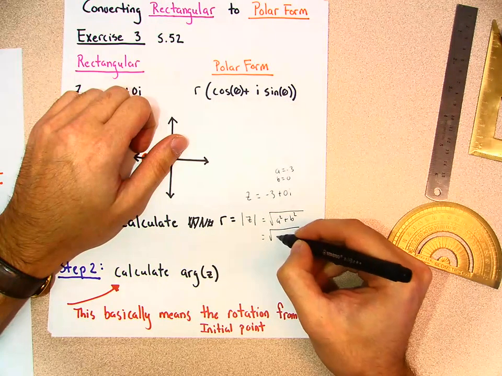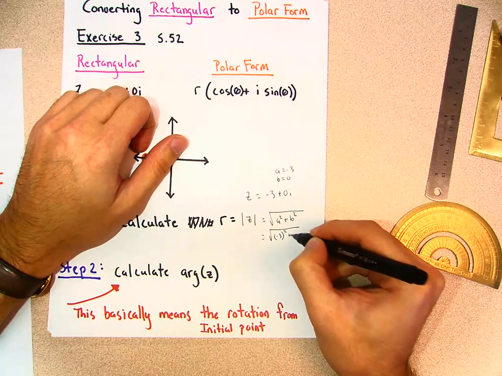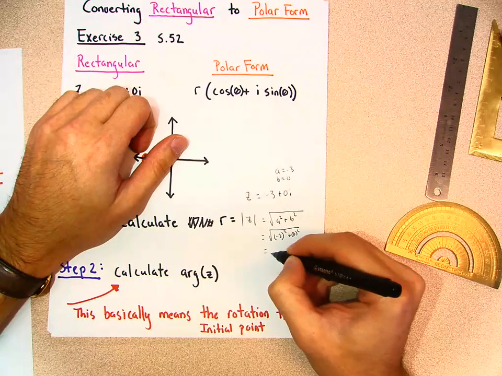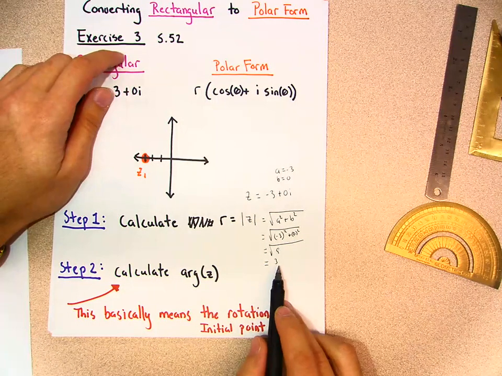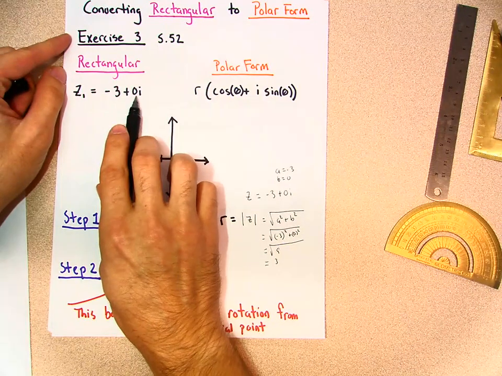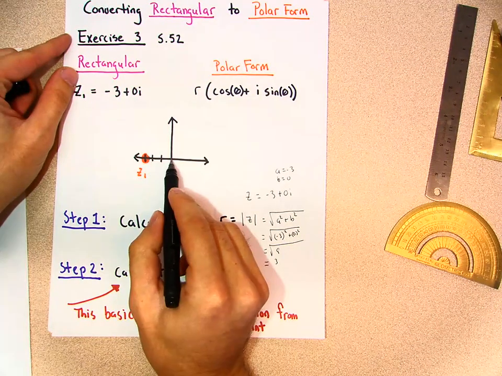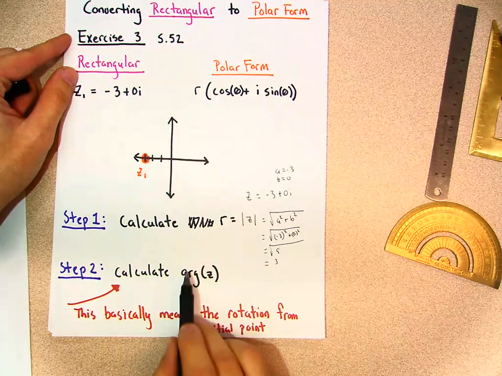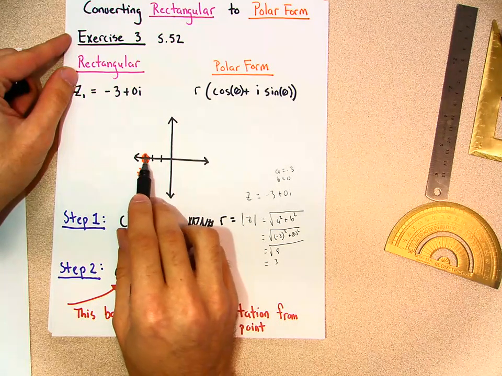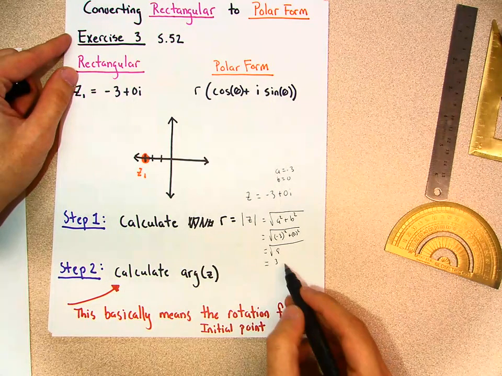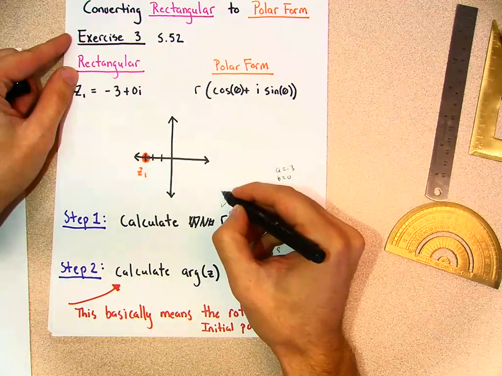So this is the square root of negative 3 squared plus 0 squared, and this just becomes the square root of 9, which is 3. Doesn't that make sense? Because where is negative 3 plus 0i? It's right here, just 1, 2, 3. And what does the modulus represent? It represents the distance from here to here. So this distance is 3. Congratulations, we did the first part.